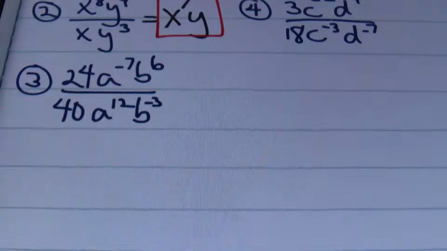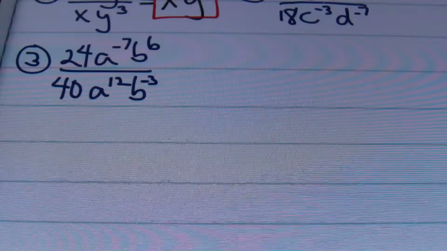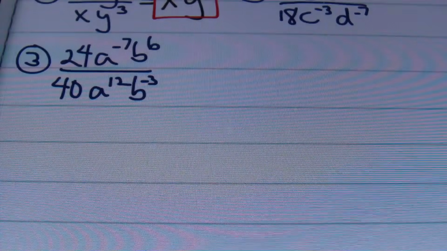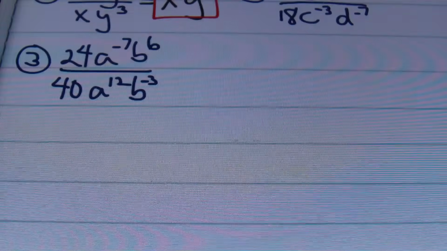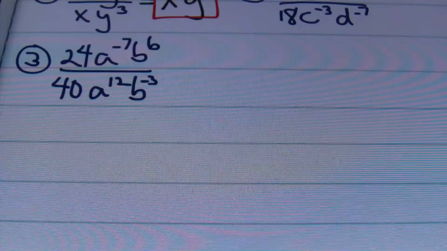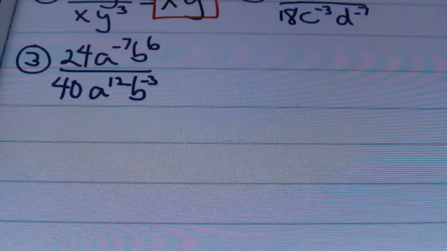Problem number 3, ladies and gentlemen. Let's check it out. Here I have 24a to the negative 7th power b to the 6th power over 40a to the 12th power b to the negative 3rd power. Well, I always love to attack my coefficients first when possible. And so here the 24 and the 40, I know that could be reduced by 8, right?